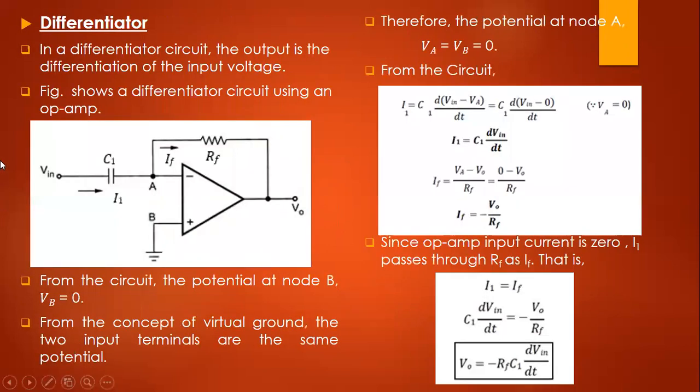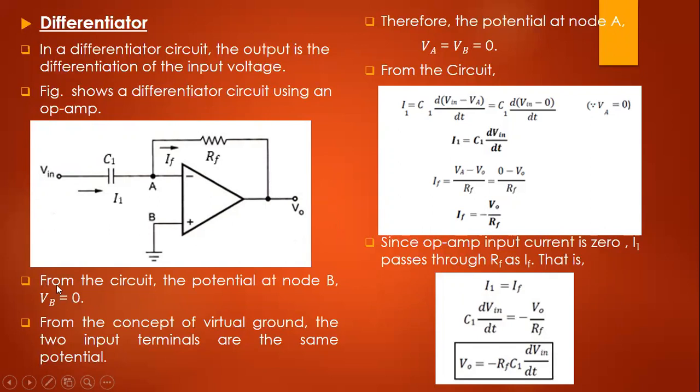So now let us discuss the differentiator circuit. In a differentiator circuit, the output voltage is the differentiation of the input voltage. A differentiator circuit using an op-amp is as shown in the figure. Here, this circuit uses a capacitor in series with the input voltage, and the input voltage is applied to the inverting terminal of the op-amp, and the non-inverting terminal is grounded.